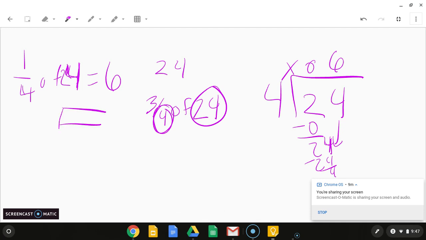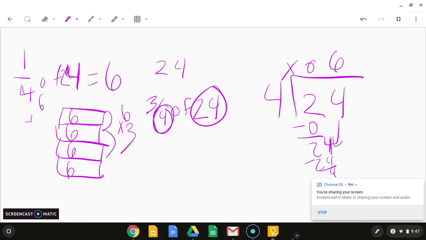So I'm going to draw my boxes. In each box, I'm going to put 6. Now, you may have forgotten, I need to do 4 boxes because that's my denominator. And I need to find out 3/4, so I need 3 boxes of 6. The easiest way is to do 6 times 3, or you can do 6 plus 6 plus 6. You're going to get the same answer. 6 times 3 is 18. So 3/4 of 24 means 18 checkers are left.